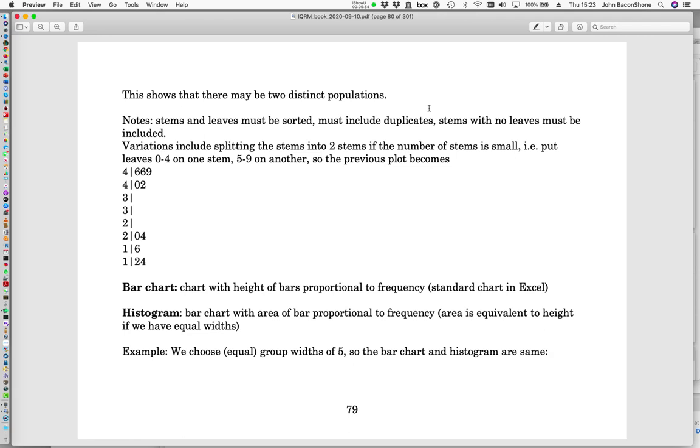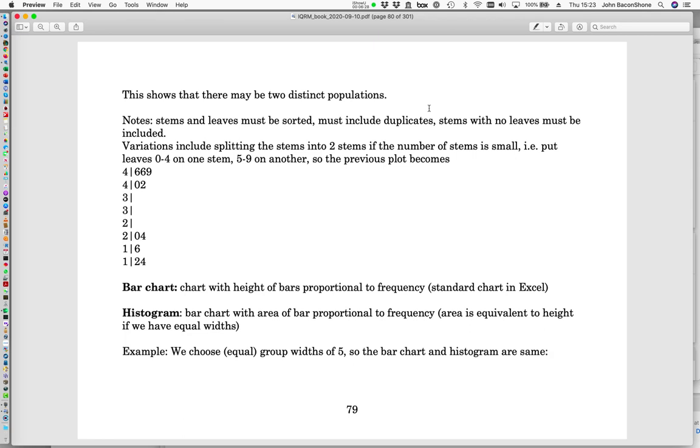Now, in fact, a stem and leaf can be seen as essentially a form of a bar chart or a histogram. A bar chart is a chart where the height of the bars is proportional to frequency, or if we want to make it like this, a horizontal bar chart would have the length of the bars proportional to frequency. So you can see the stem and leaf is in effect a horizontal bar chart. It's also essentially a histogram. So what's the difference between a bar chart and a histogram?